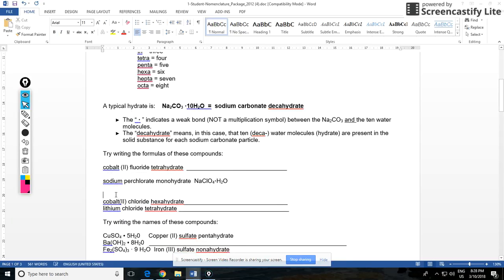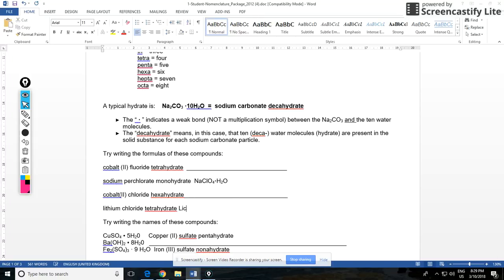Let's try one where there's more than one water connected to it, see how it would work. So let's try lithium chloride tetrahydrate. Once again, you write down the formula for the ionic compound using the crisscross rule of the charge balancing. If you don't remember how to do that, please go and watch the videos for writing formulas for ionic compounds. So we have lithium chloride, and then we put our dot and our water.